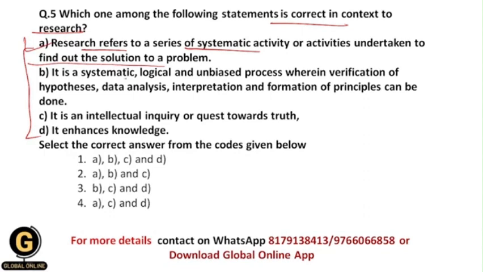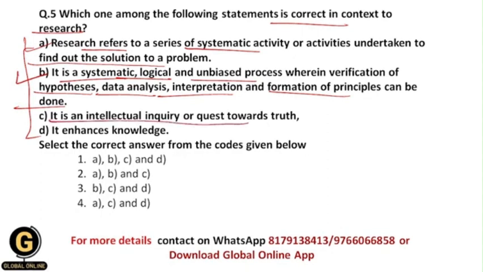Now second is, it is a systematic, logical and unbiased process wherein verification of hypotheses, data analysis, interpretation and formation of principles can be done. Yes, this is as well the correct statement in regards to research, because research is always systematic, it is logical, because here we think logically. As well, this is unbiased. Unbiased means whatever we do here is done fairly, and as well here we verify the hypothesis that we have created, we do the data analysis, we interpret the data, and as well we form different kinds of principles as well.